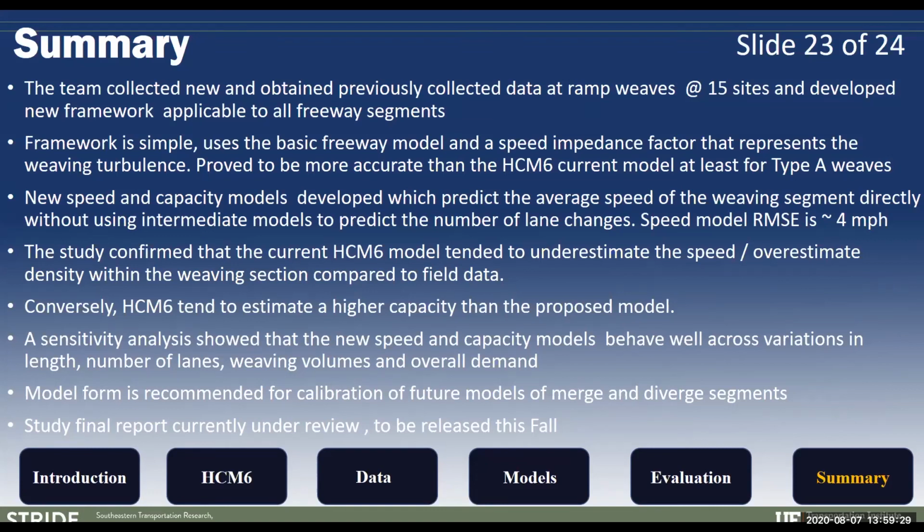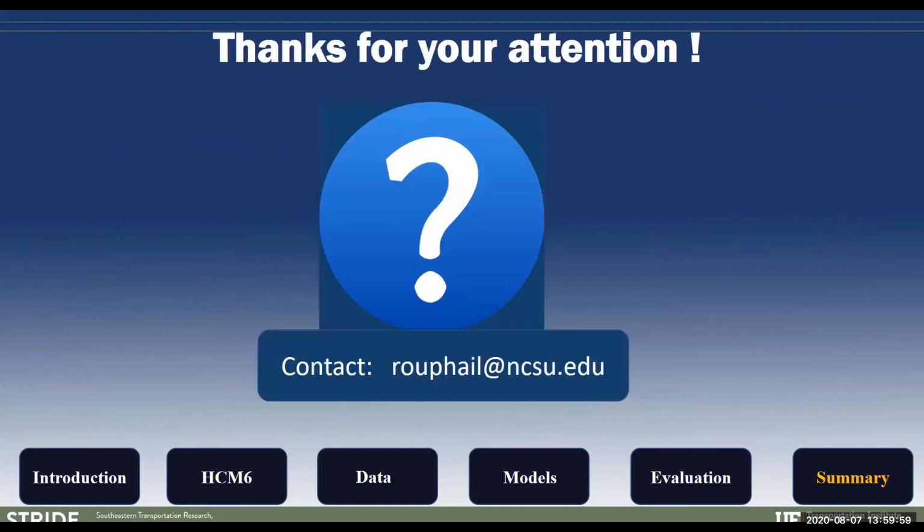And then we would recommend in the future that a similar approach be used both for merge and diverge segments. All we will have to do is just change some of those alpha and beta parameters and still be consistent across all of these methods. Just to let you know, the final report has been submitted for this study. It is under review right now. We expect to have it released in the fall.